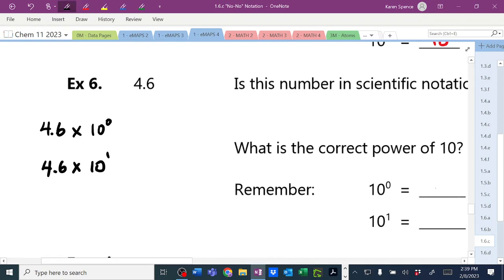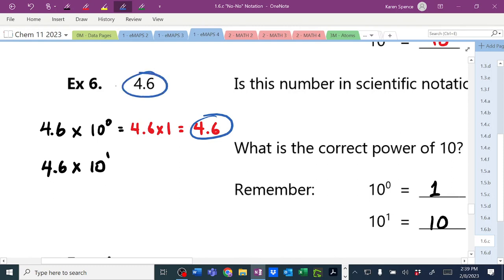Remember, of course, 10 to the 0 is equal to 1. 10 to the 1 is equal to 10. So 4.6 times 10 to the 0 is equal to 4.6 times 1, which is equal to 4.6. Is that what we wanted? Yes, it is. That's what we started with.